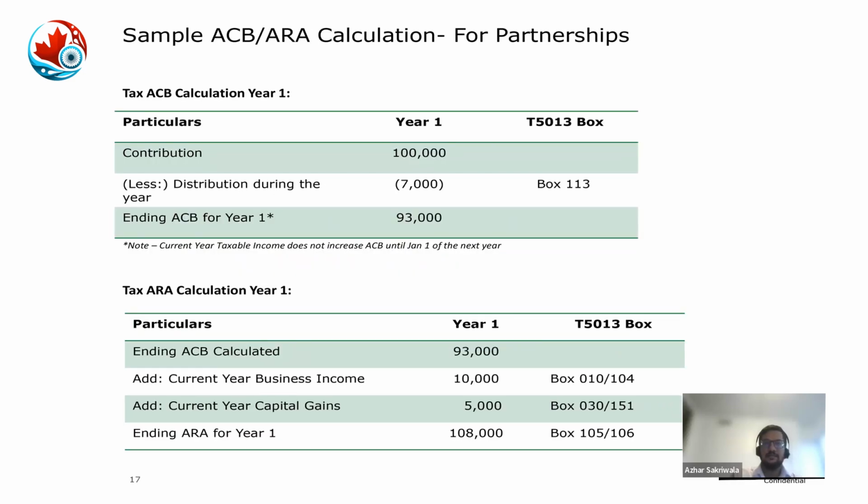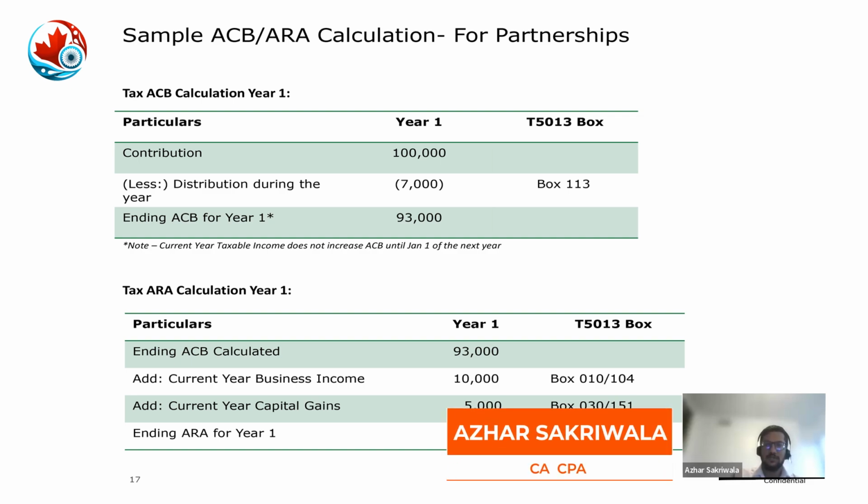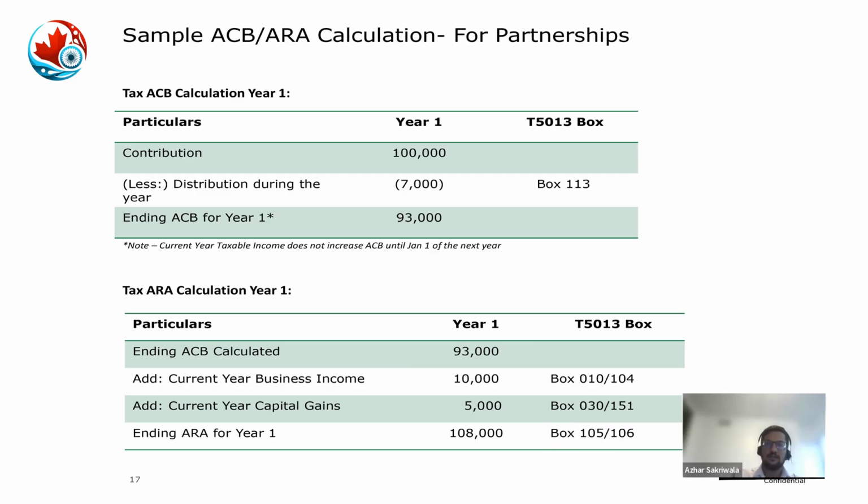So now coming on to ACB calculation. In the first year, the contribution of $100,000 is made, and there were distributions made during the year of $7,000. So your cost base for the partnership is 93,000, but for your at-risk amount, which is the maximum amount of loss which the partner can bear, it will also include your ACB and your current year incomes and capital gains.